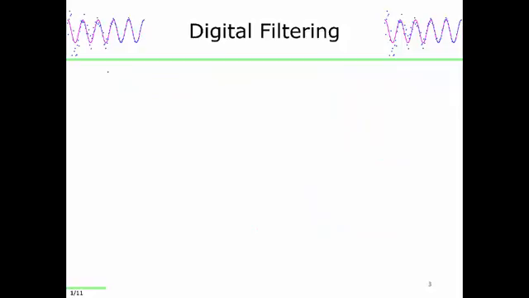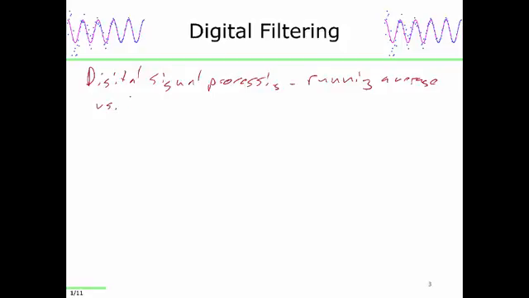So we'll talk about route 2 here, digital signal processing. We'll start with the running average versus binning. So if we bin, then we take those data. Binning is combining.